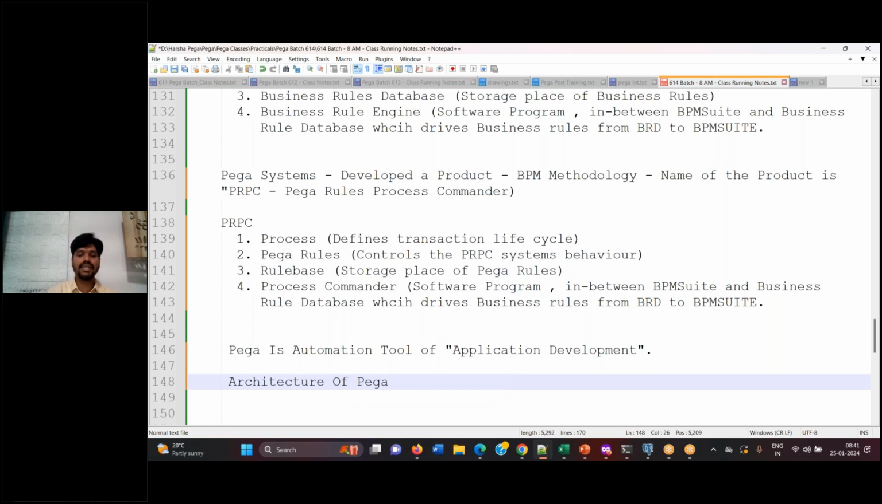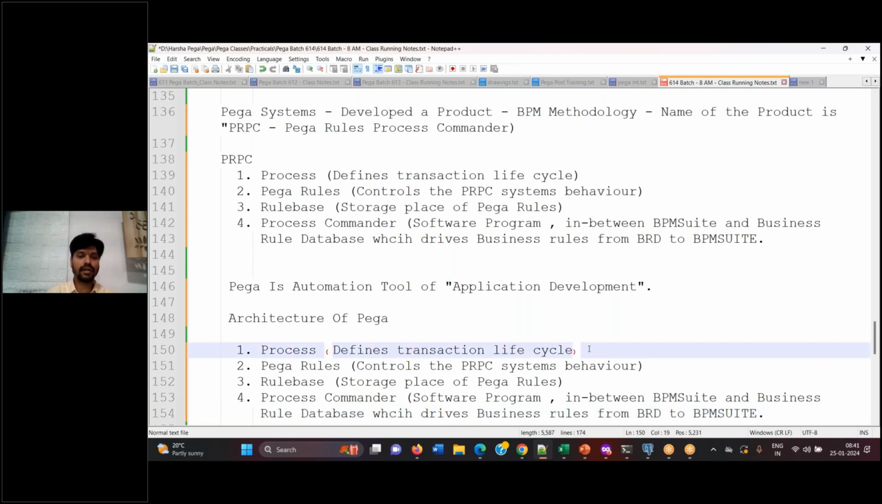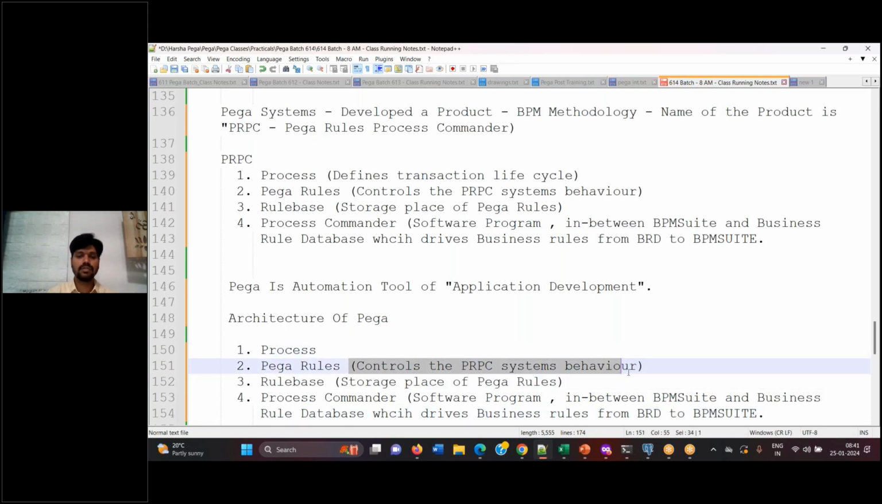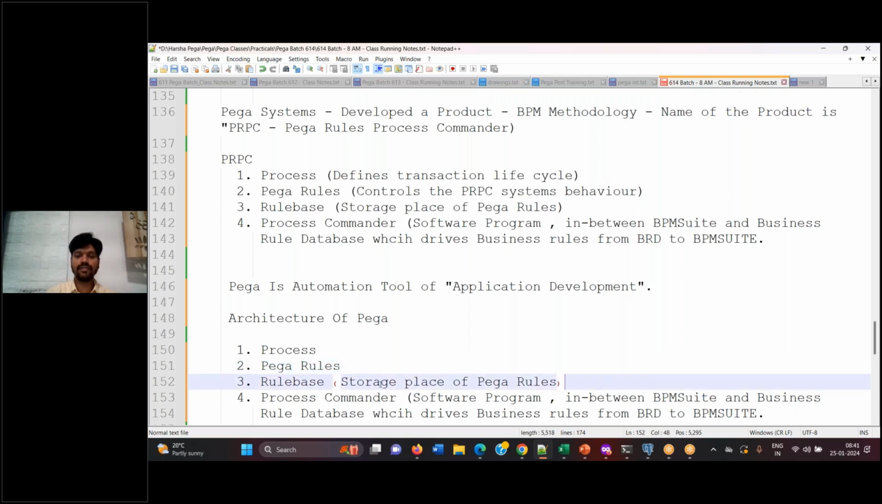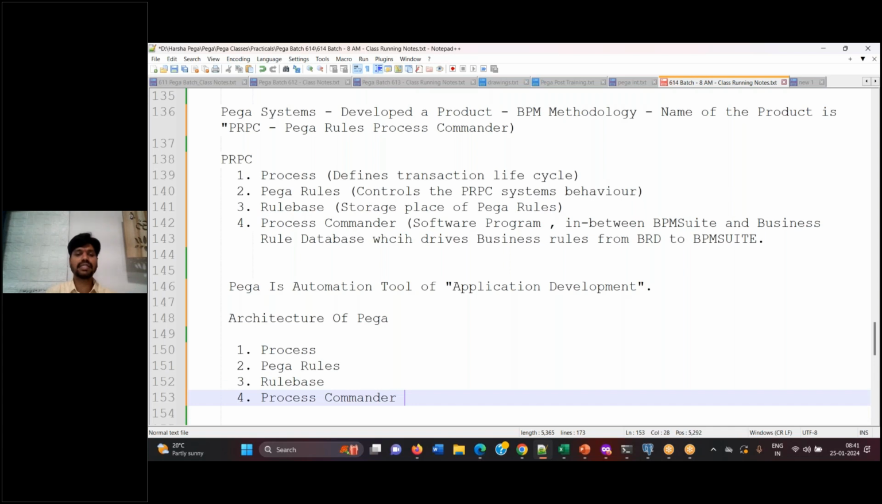What are the components in the architecture of PEGA? Straightforward. I am not going to write this content here. This content I'll remove because above I have given it. How many components are there so far? 4, you know, 4 components.